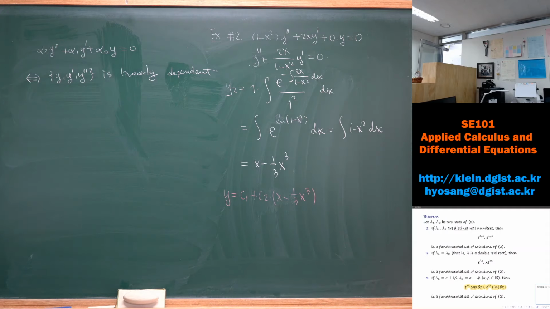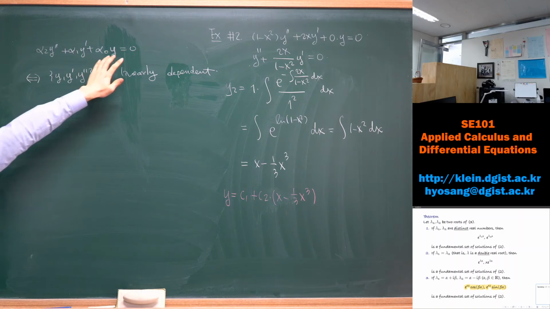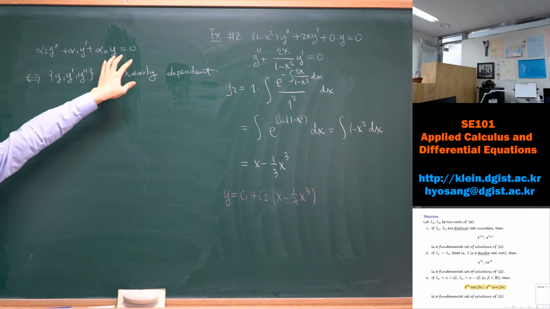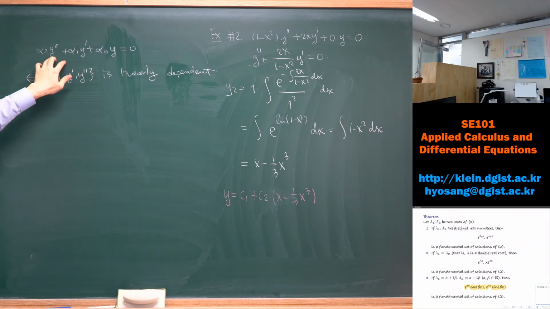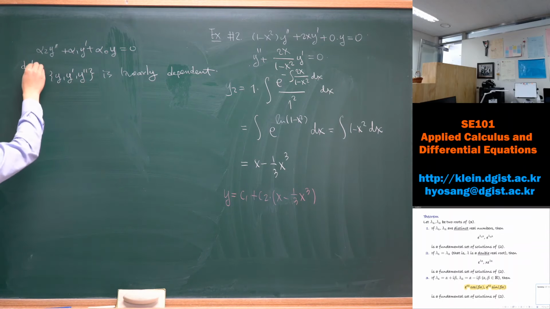So if you recall the definition of linear independence from week 5, I guess, it simply says that the functions are linearly dependent if there are non-zero constants whose linear combination becomes identically zero. So this equation says any solution satisfies that y, y prime, y double prime is linearly dependent. This is simply the definition of linear dependency.